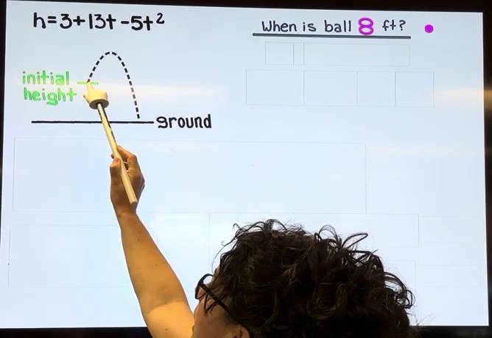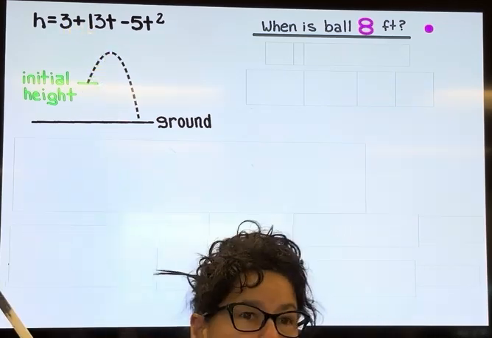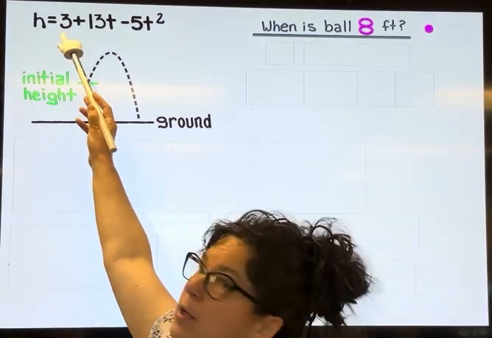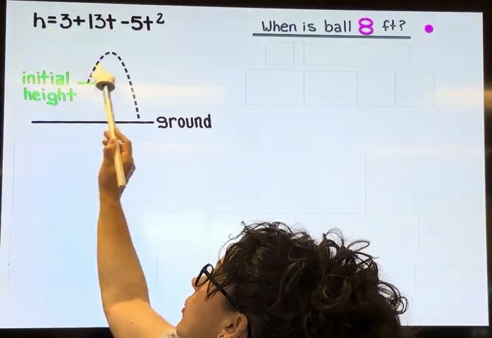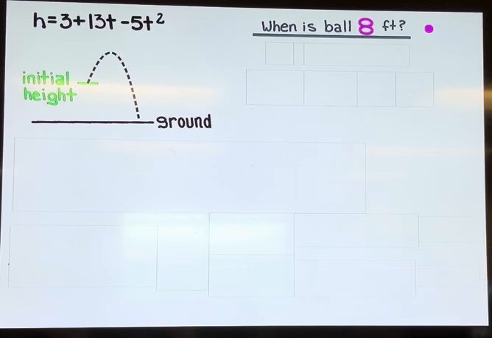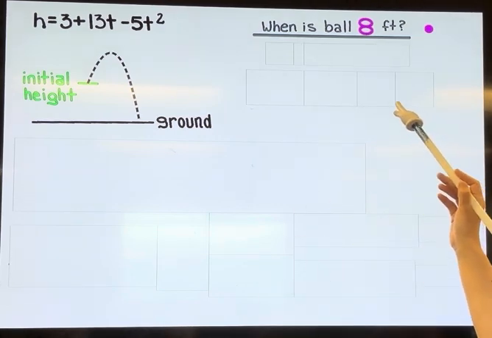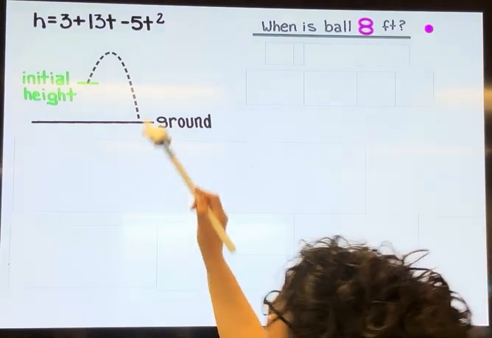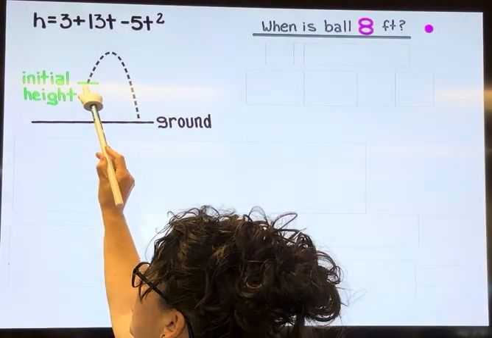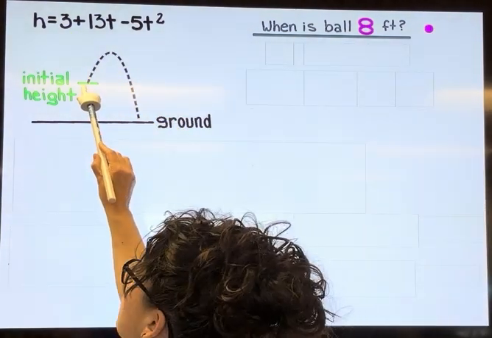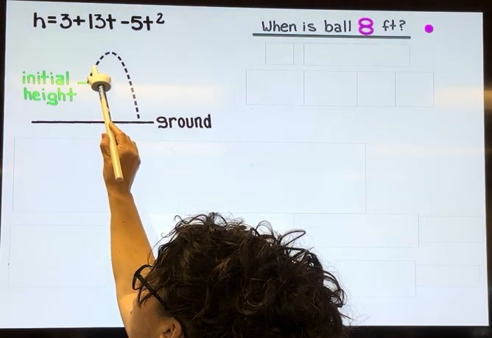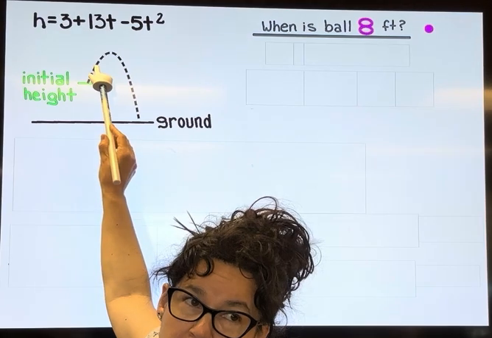The initial height will happen to be the c value in the quadratic. So that is at a height of 3. And then it goes up and it comes down. So we want to know, when will the ball be 8 feet off the ground? Now, if you know that it starts off at a height of 3, it goes up, so higher, higher, higher. Eventually it'll be to a height of 8.